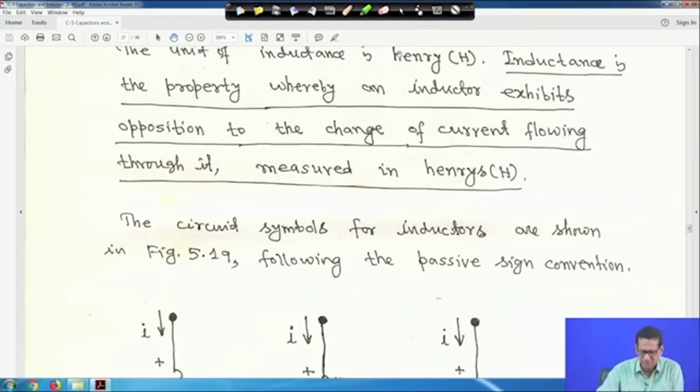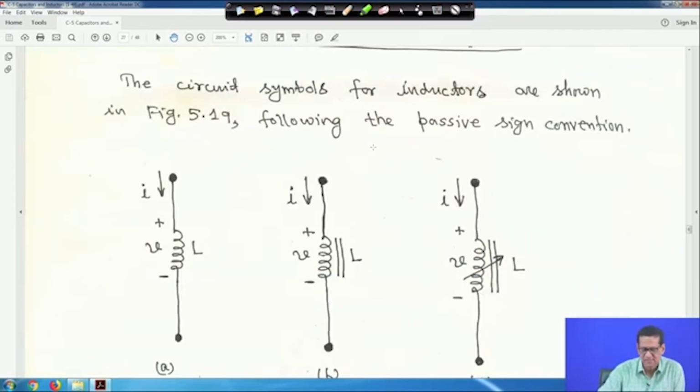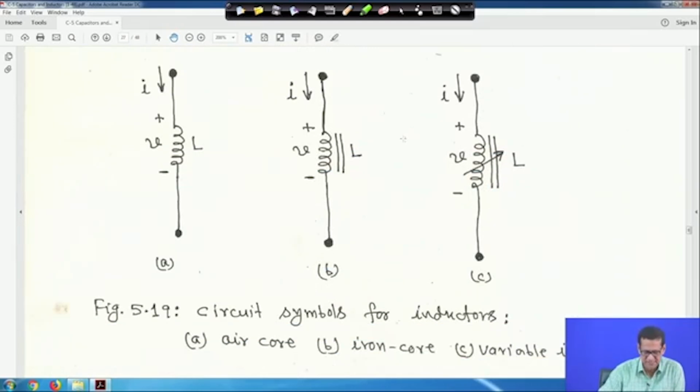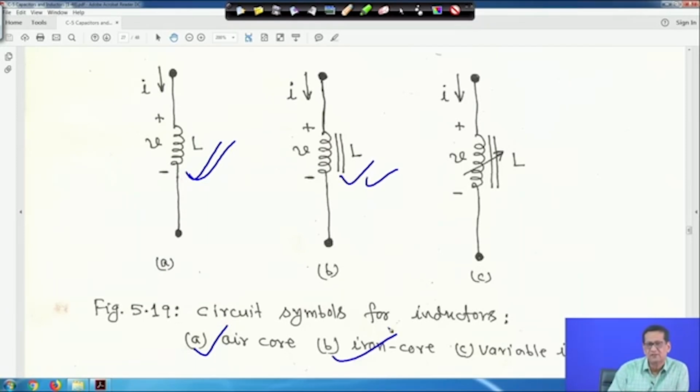The circuit symbols for inductors, as shown in figure 9, follow the passive sign convention. This one is the symbol of an inductor when it is air core, written here as figure A, air core. When this symbol is there, it is iron core. And when this variable sign with an arrow is there, this is variable iron core.